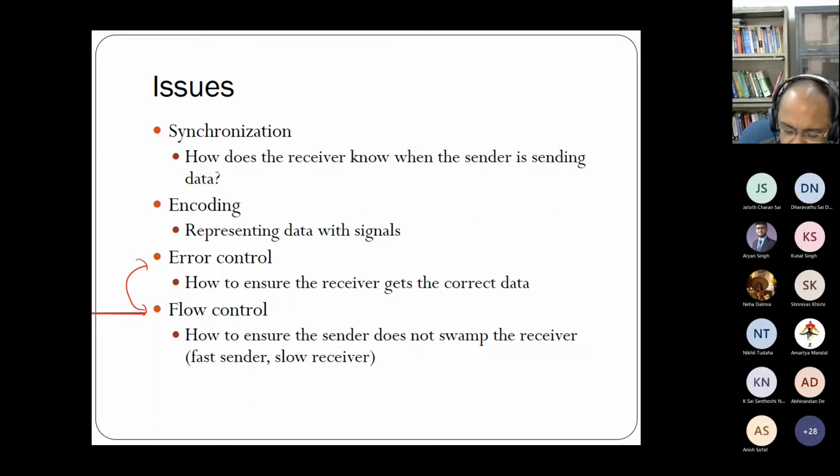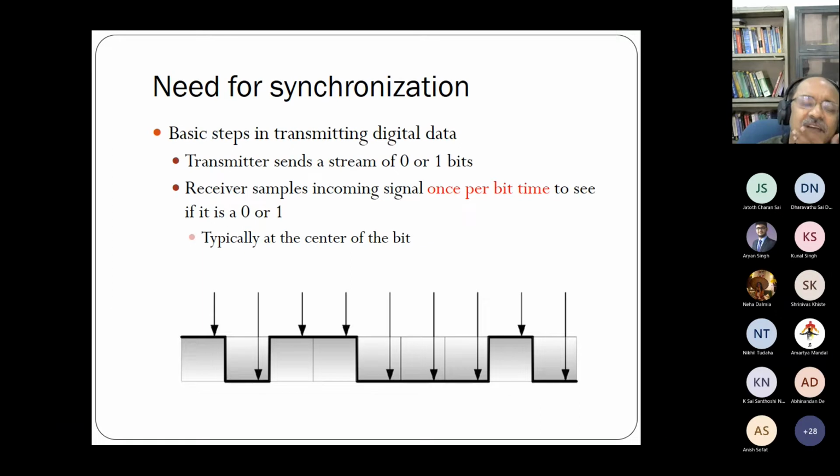So when I talk about communicating between two direct machines, these are the issues that we need to know about, and we look at each of them in some detail. What is the need for synchronization? To understand that, you need to understand what happens basically, not the underneath circuitry and everything. The transmitter just sends a stream of zeros or ones. Think that the transmitter is sending and the receiver is listening.